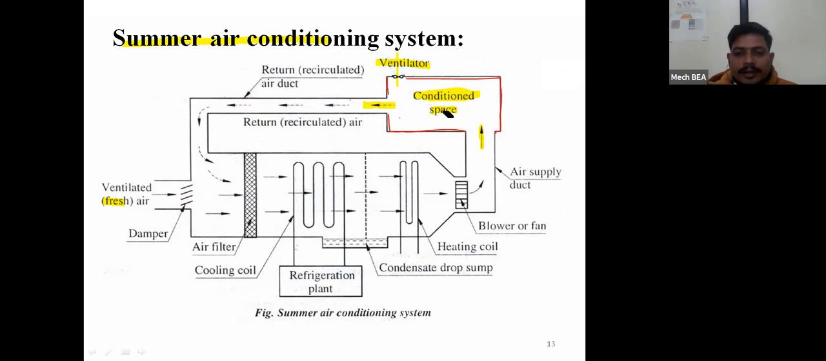With the help of that duct, we are carrying the air from the conditioned space up to the conditioning equipment. Here we are mixing the fresh air and recirculated air, and that mixture of air will be passed through the air filter. Here we are using the HEPA filter. With the help of that filter, whatever contaminants or foreign particles are there will be filtered from that air.